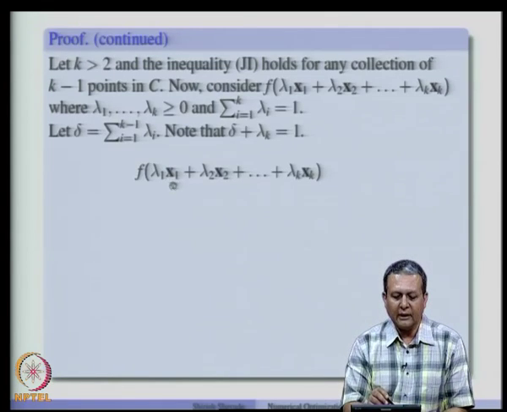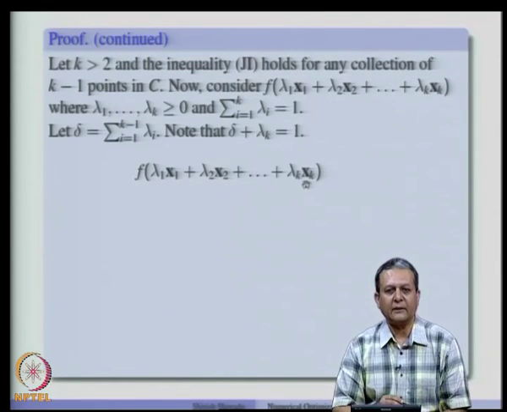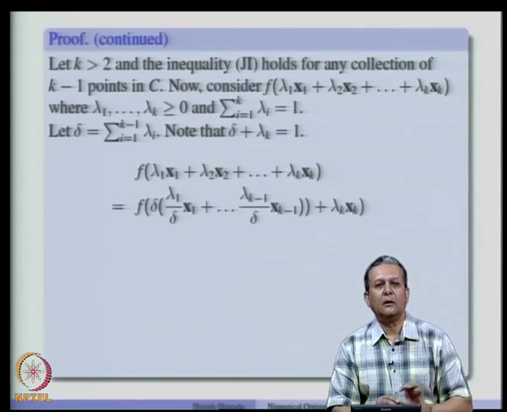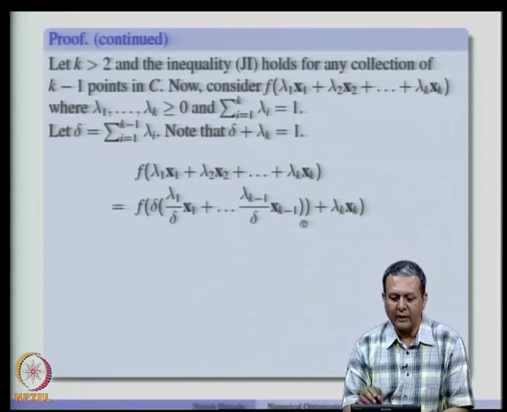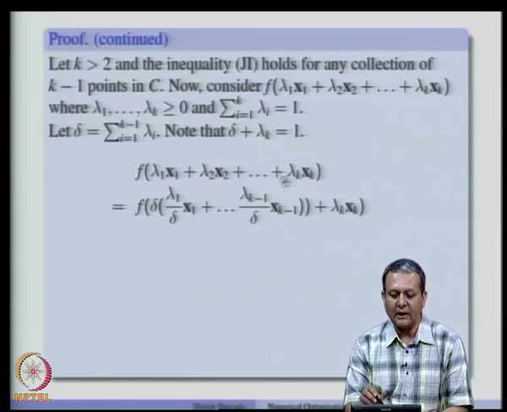So, f of lambda 1 x1 plus lambda 2 x2 up to lambda k xk can be written as follows. What we have done is separate the first k minus 1 points from the kth point. The quantity in the inner parenthesis gives us the linear combination of the first k minus 1 points, and then delta times that quantity plus lambda k xk. Note that delta plus lambda k is equal to 1. So, now we have 2 points in the domain and a convex combination of these 2 points.